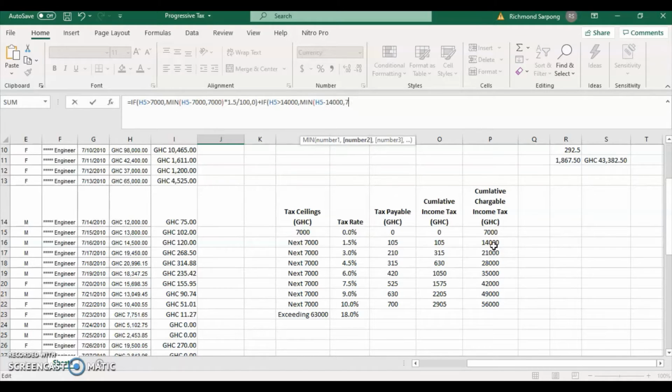If the minimum value is 7,000, close this bracket. You should multiply it by, at this level, 3%. 3 divided by 100.